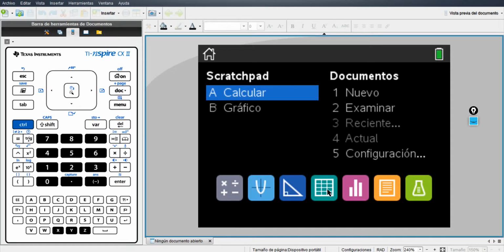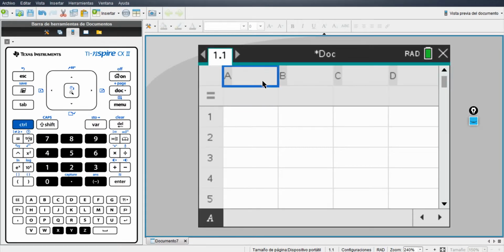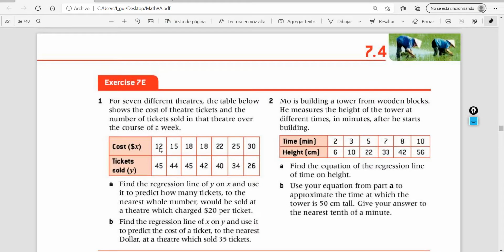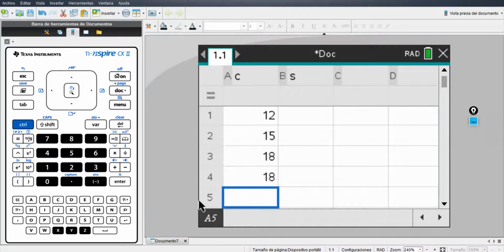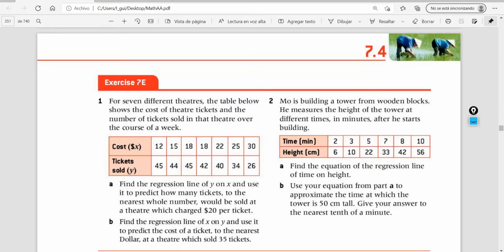Remember, we go to the spreadsheet. We need to label our columns. And here I'm gonna put the cost, and here the sold tickets. And basically, I'm just gonna input the table, right? That's all I need to do here. 12, 15, 18, 18, 22, 25, 30.